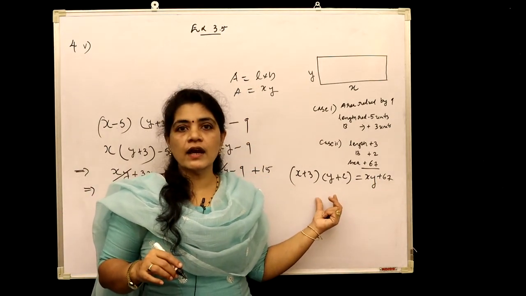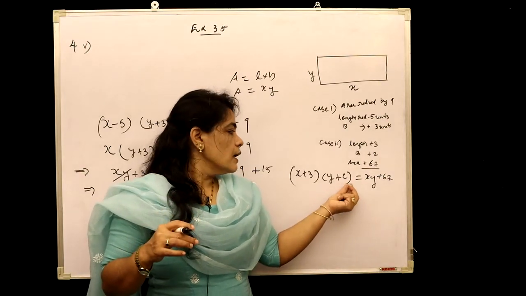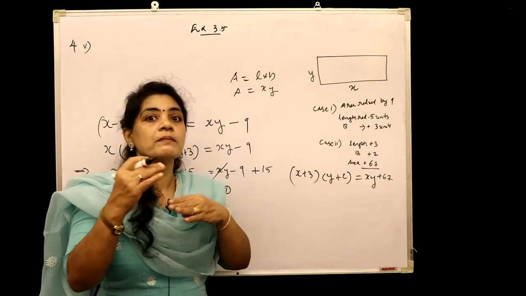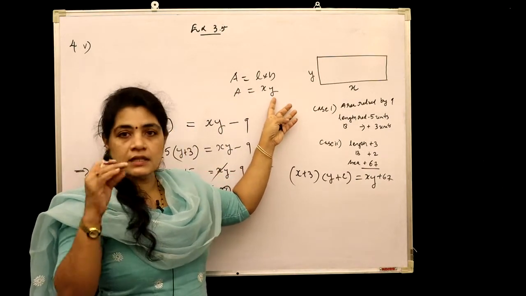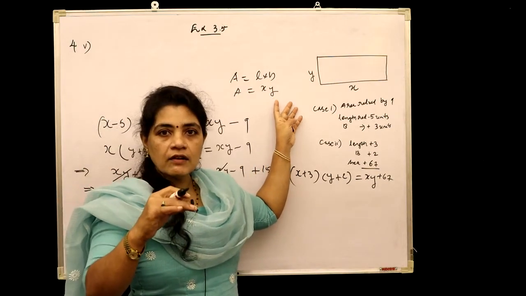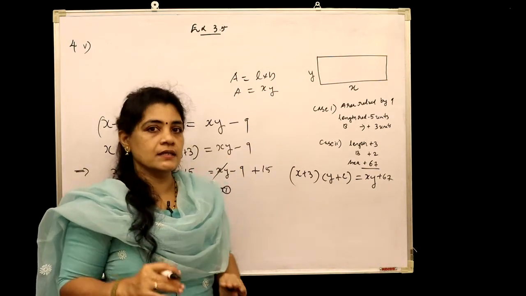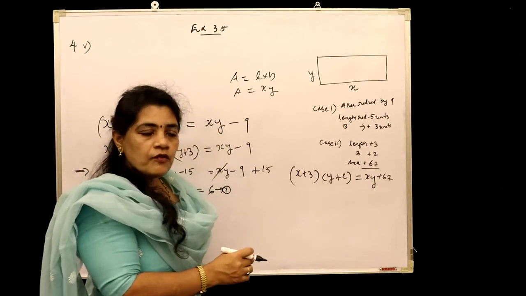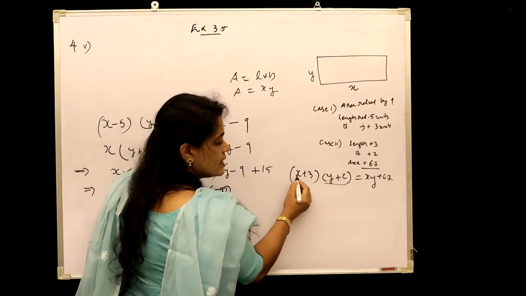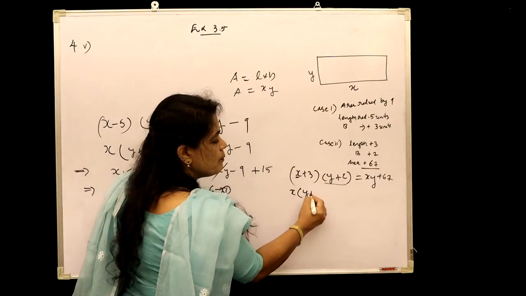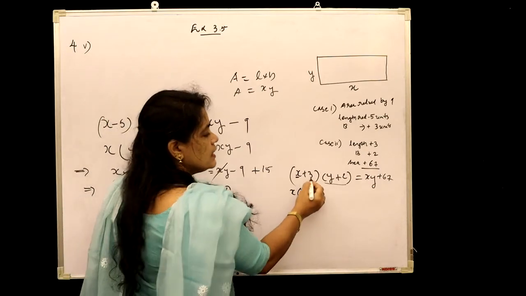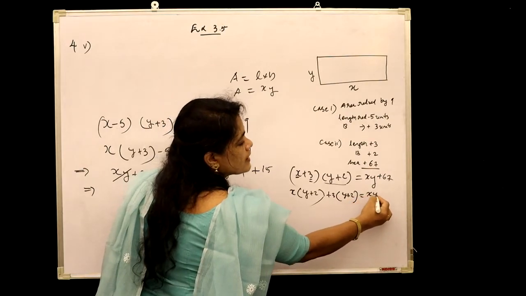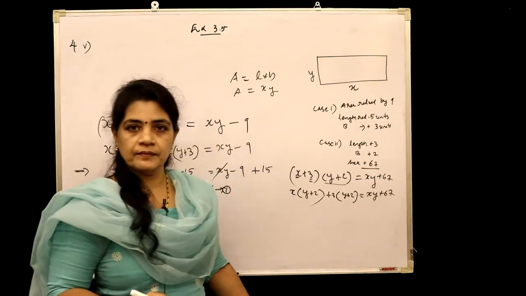In the second case, we are adding 3 to its length and 2 to its breadth. So the area gets increased by 67 units. The area was xy. So after adding 67 means xy plus 67. Understood? So as usual, like the previous case, we can simplify by multiplying. So x into y plus 2, and the second term plus 3 into y plus 2, equal to xy plus 67.